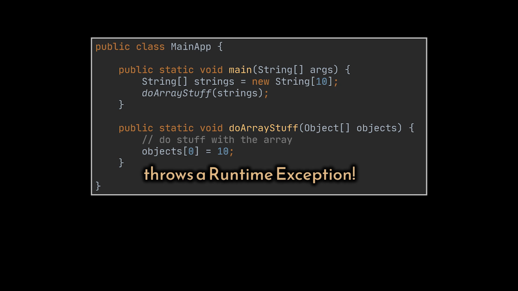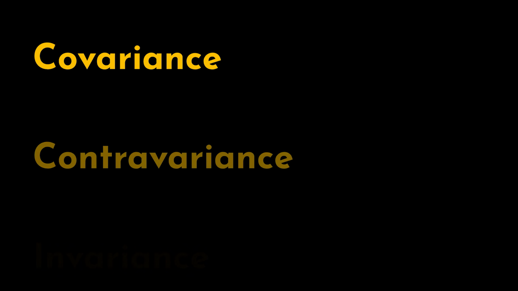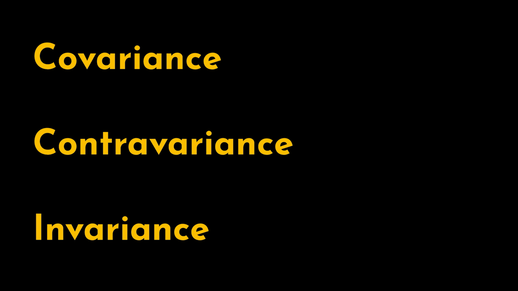So, making collections and generics invariant shifted our errors and exceptions from runtime to compile time, and that is one hell of a benefit. So, what does invariance mean? And if collections are invariant, what about arrays? Well, there are three main terms we should be aware of: covariance, contravariance, and invariance.